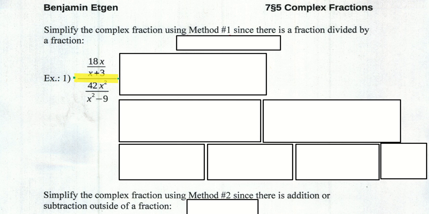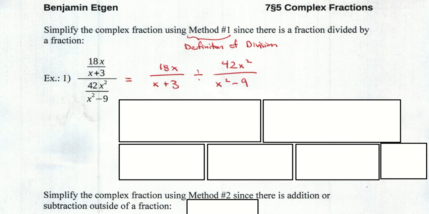Now, the first method that we're going to use really isn't a method at all. It's just the definition of division. So if I say method 1, just say, hey, this is a fraction. Fraction is division. So we're going to rewrite this as a division question. So there's the numerator, 18x over x plus 3, being divided by the denominator, 42x over x squared minus 9.